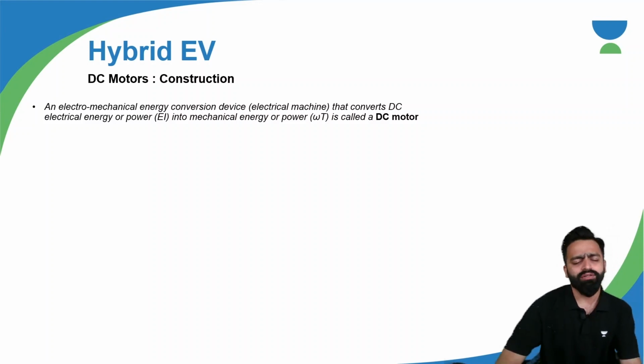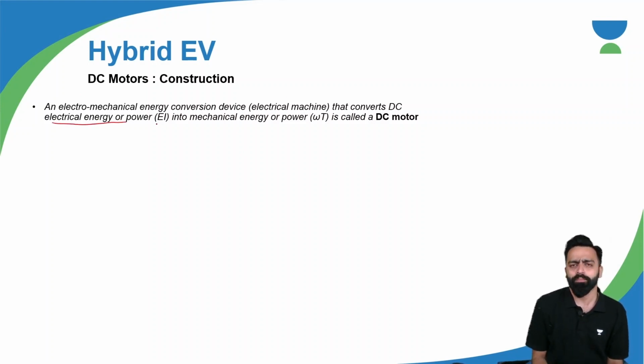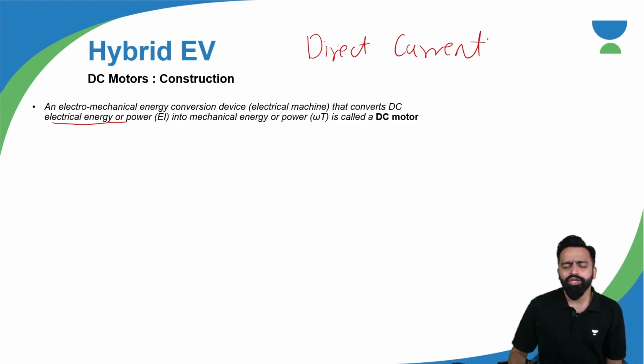So what is motor? Already we have understood a motor is a device which converts the electrical energy into mechanical energy. So electromechanical energy conversion device that converts DC electrical energy or power into mechanical energy or power, that is omega T, is called as a DC motor. So this operates on a DC supply, that is on direct current. Now simplest example of direct current is a battery. Your mobile phone operates on a direct current.